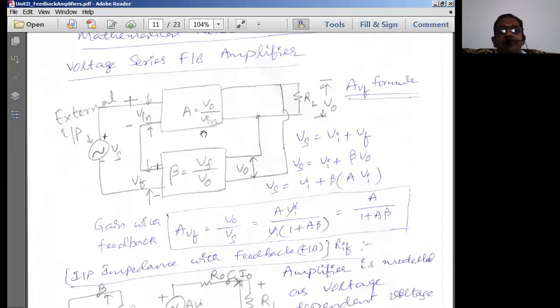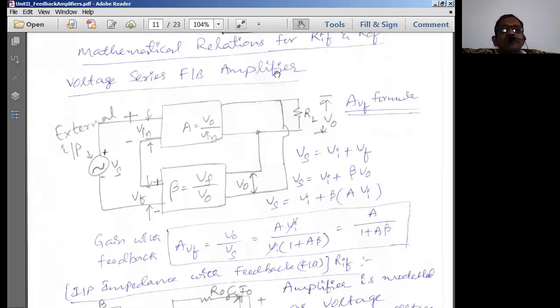Amplifier with open loop gain A and feedback factor beta, sampling network, and the mixing at the input, and RL is going to be the load resistance. So we'll start with the first one, called the voltage series feedback amplifier. What is the conclusion we have made? Whatever may be the type of amplifier that we configure with negative feedback, the gain is always going to decrease by 1 plus A beta. This is the conclusion.